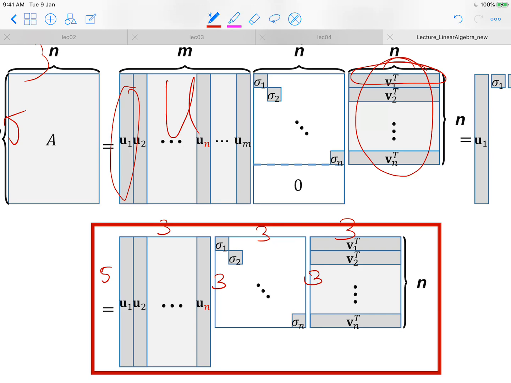In this case, this part is no longer a square matrix. It's a rectangular matrix. And we're talking about the orthogonal matrix, but the notion of an orthogonal matrix is defined only for square matrices. Now it's a rectangular matrix, but still it will have orthonormal columns between each other.